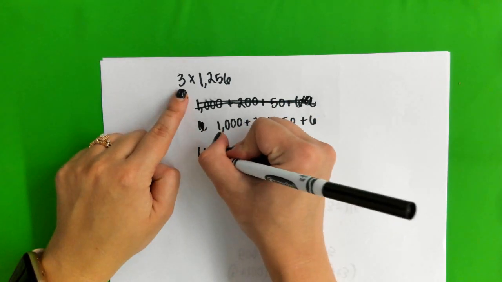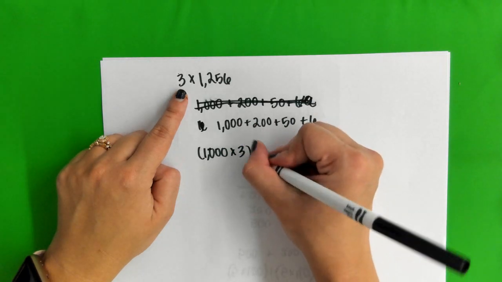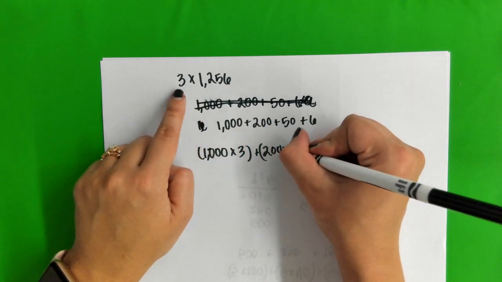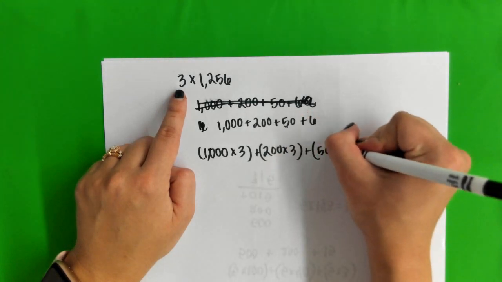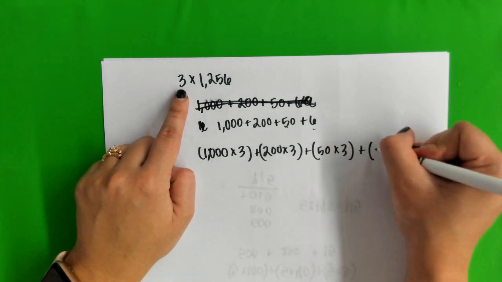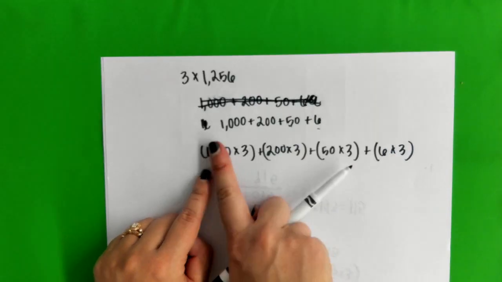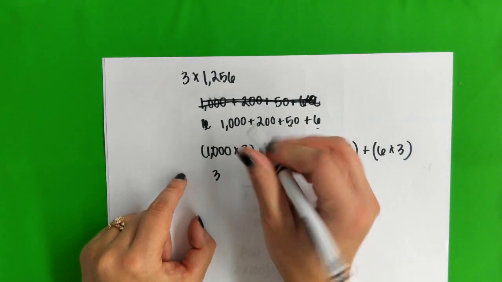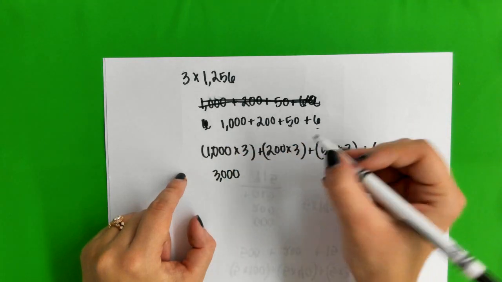So I have 1,000 times 3 plus 200 times 3 plus 50 times 3 plus 6 times 3. Okay, well, I know that I can cover my zeros and I can look at 1 times 3, which is 3. And I uncover 3 zeros, so I add 3 zeros. Put in my comma.